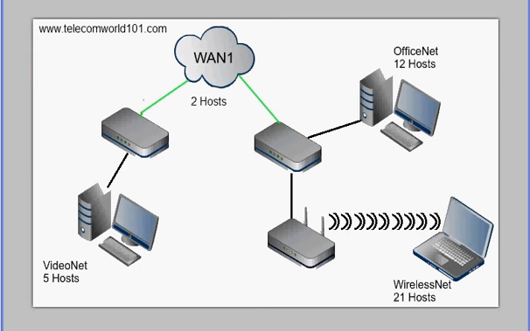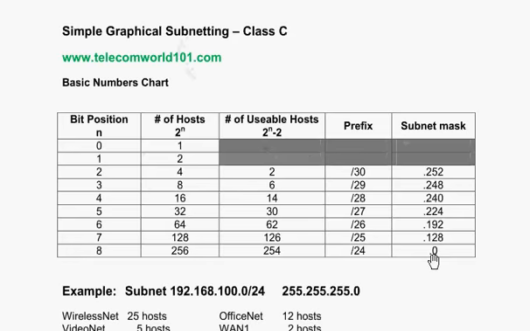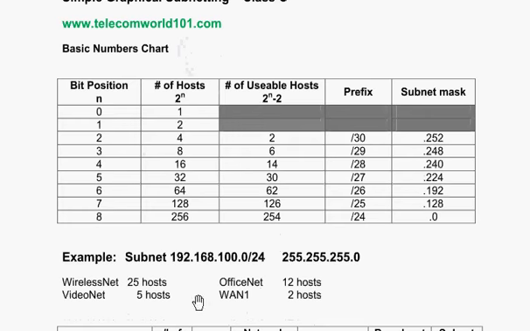We're going to use subnet 192.168.100.0/24. That's going to be our starting class C network, and we're going to subnet it. We're going to use something called the basic numbers chart.